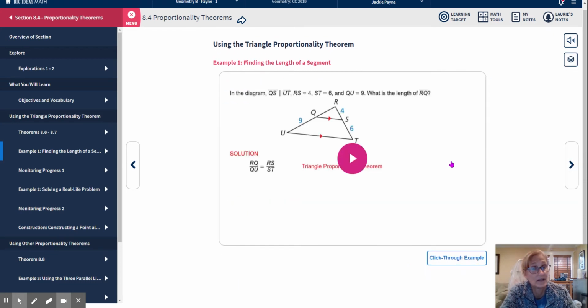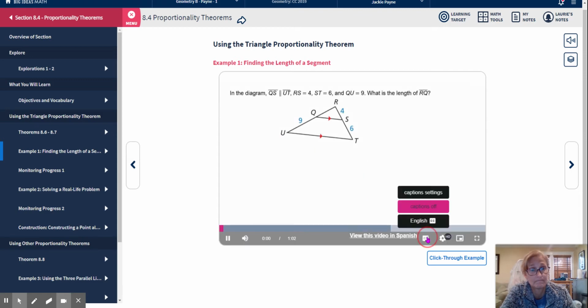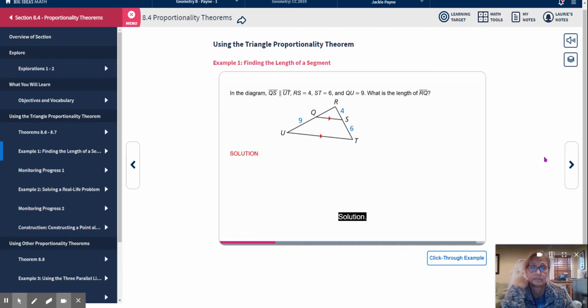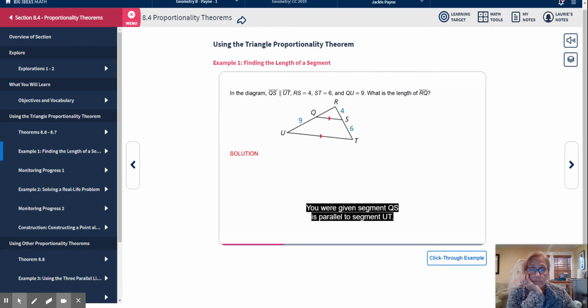Here's how you find the length of a segment. In the diagram, segment QS is parallel to segment UT. RS is equal to 4, ST is equal to 6, and QU is equal to 9. What is the length of segment RQ? Solution. You were given segment QS is parallel to segment UT, and the triangle proportionality theorem states, if a line parallel to one side of a triangle intersects the other two sides, then it divides the two sides proportionally.